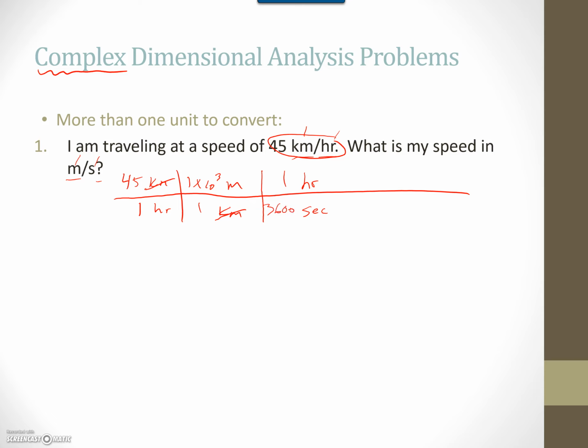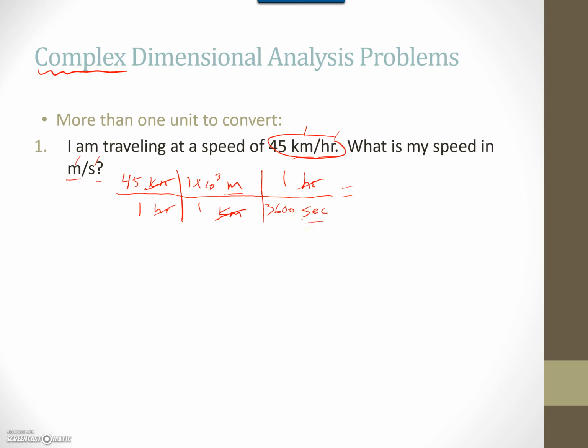3,600 seconds. All right, so now I get to go cross off my hour, so my units that I'm looking at now is meters over seconds, which is what I want my answer to be in. So at this point, I get to make a fairly simple calculation. I'm going to multiply 45 times 1,000, or 45 times 1 times 10 to the third, get that answer, divided by now 3,600.